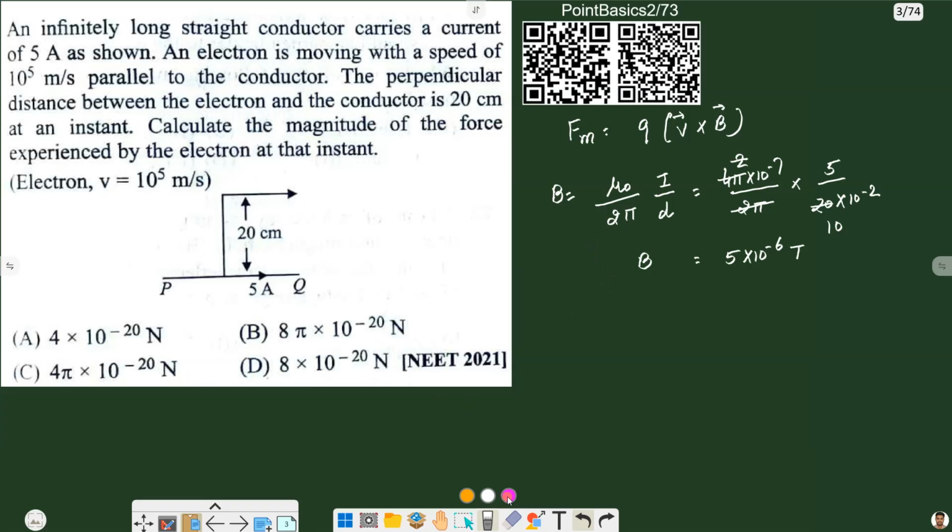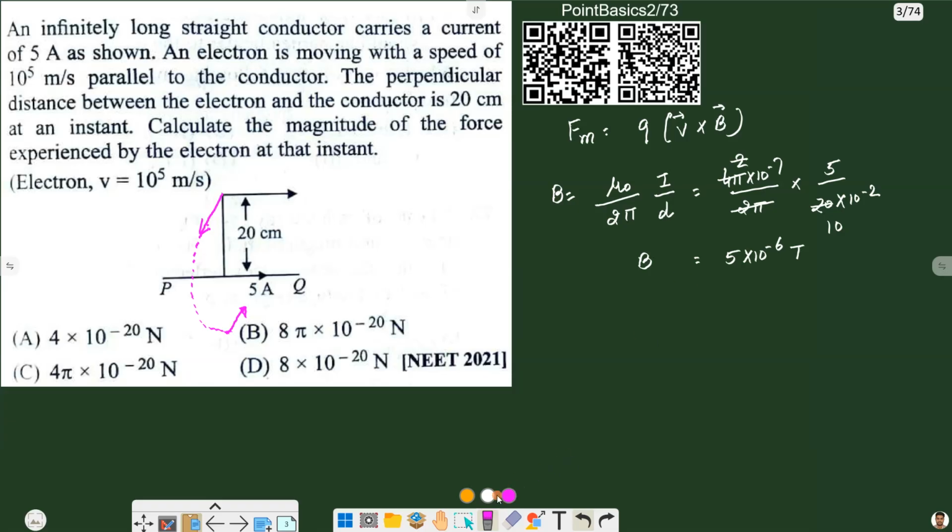Now, if we see the direction, because here we have a cross product, using the right hand screw rule we can find out: if we align our thumb along the direction of the current in the conductor PQ, then on the upper side our magnetic field will be coming out of the plane, and on the lower side the magnetic field will be going into the plane. It will be something like this.